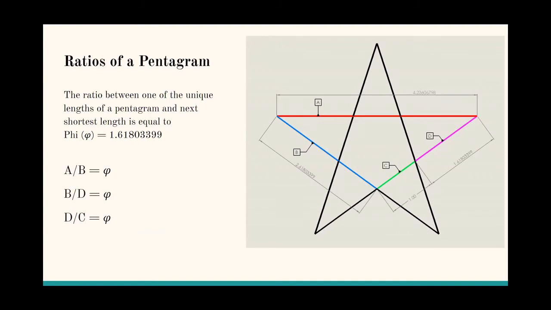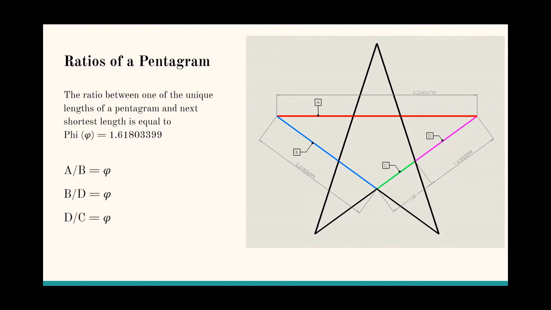So from these two examples, we can now state something about the pentagram. It appears that the ratio between one of the unique lengths of the pentagram and the next shortest length is always going to be equal to phi. So the ratio between A and B, the ratio between B and D, and the ratio between D and C is all equal to phi.